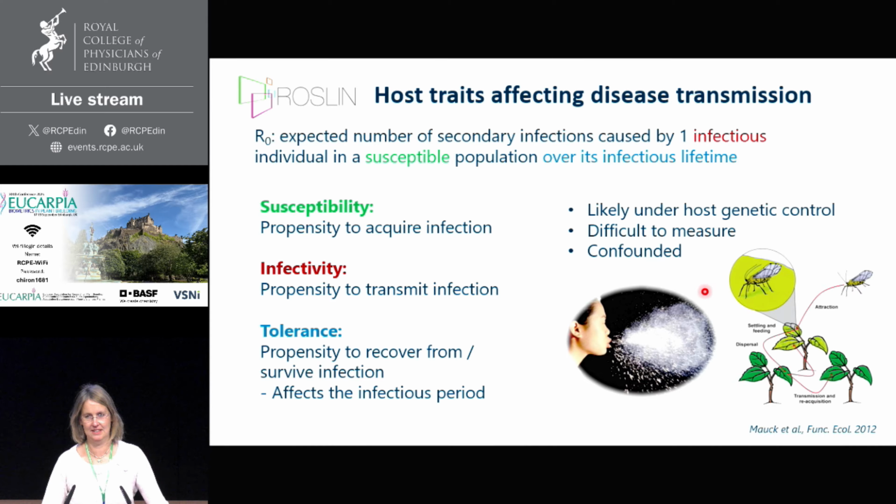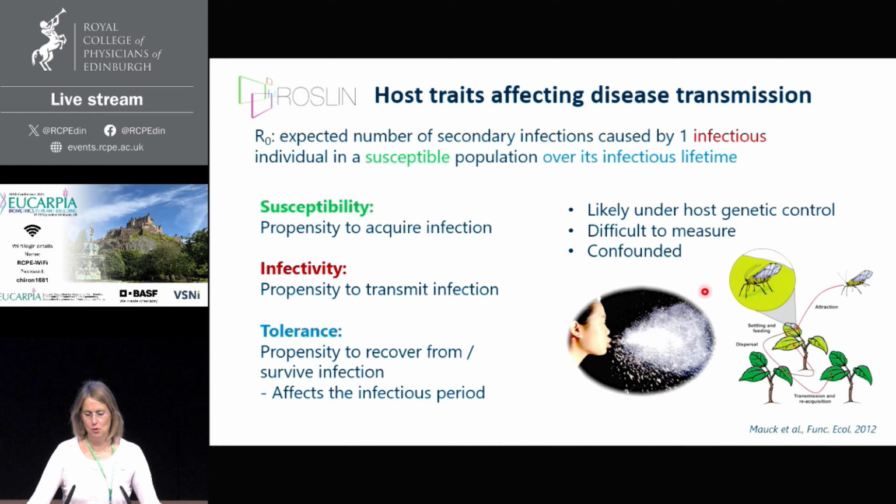So there are 3 host traits that underlie R0. One is the propensity to acquire the infection, so that's the susceptibility of a host. The other one is the ability to transmit the infection if an infectious individual has contact, so the infectivity of a host. And the third trait relates to how long the infectious person or host is infectious for. So here I call it tolerance, and I'm quite aware of the ambiguity in the traits, but for the sake of this presentation, let's call it just tolerance, the ability to recover from the infection, how long you're infectious for.